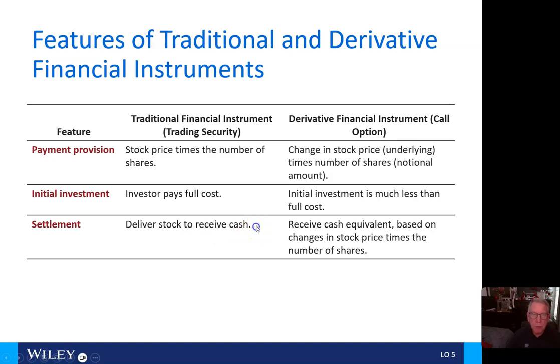Pretty straightforward. Now, the derivative financial instruments, the call option, that's a change in the stock price, the underlying, times the number of shares, the notional amount. Then the initial investment is much less than the full cost. And finally, when we settle, we receive the cash equivalent based on the change in stock price times the number of shares.